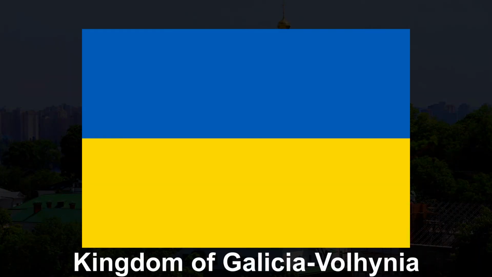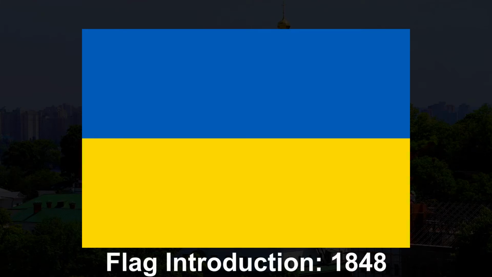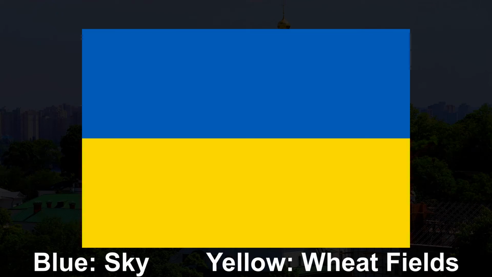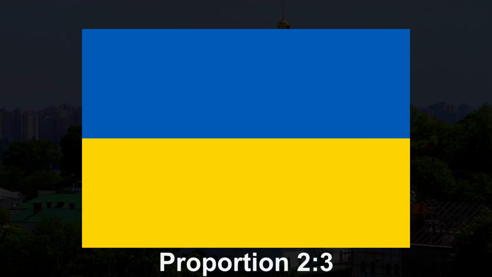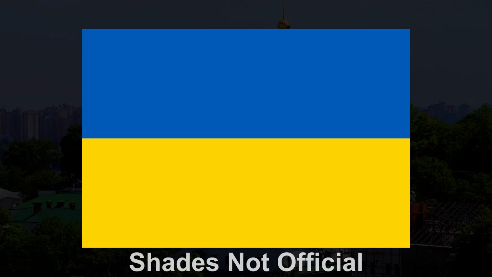To sum up, the colors date back to Kievan Rus and the Kingdom of Galicia-Volhynia. The flag's design has changed a number of times since it was first used in 1848. The blue now represents the sky and the yellow represents the wheat fields. The flag's proportion is 2-to-3 and the shades of blue and yellow are not officially specified by the government of Ukraine.